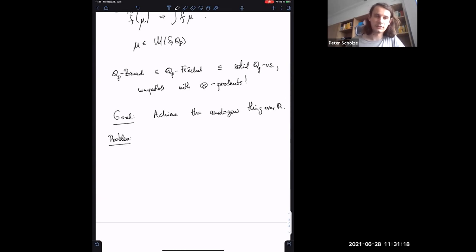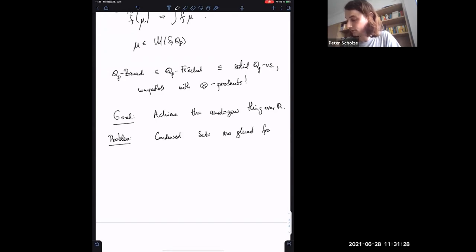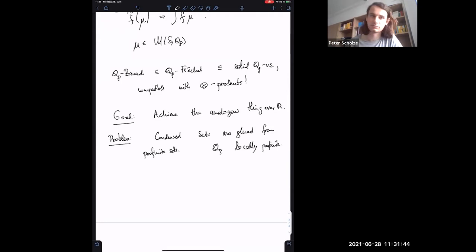the whole condensed formalism is very much based on profinite sets. So condensed sets are glued from profinite sets. And Q_p is of course locally profinite. Z_p in particular is profinite, it's a Cantor set. And so these speak to each other, but the real numbers, they are connected, they are a continuum, they are not at all profinite.